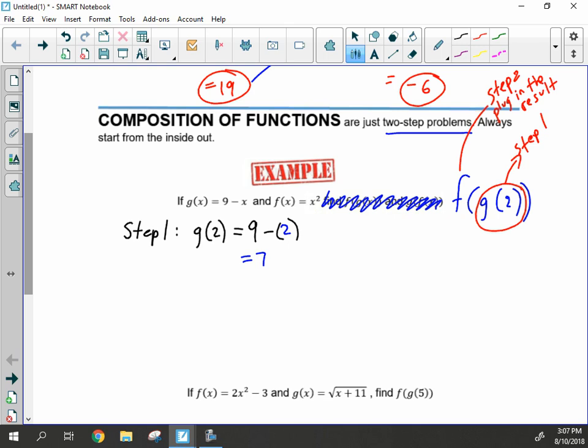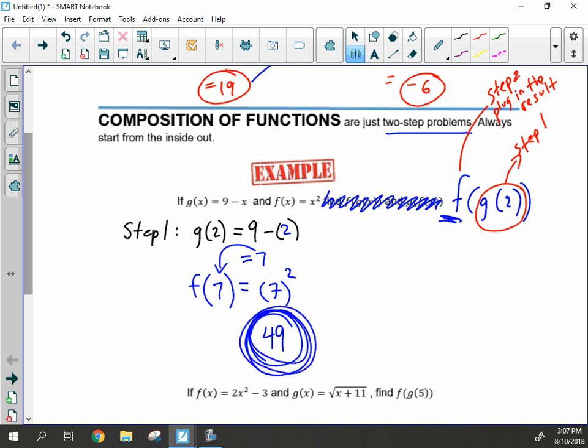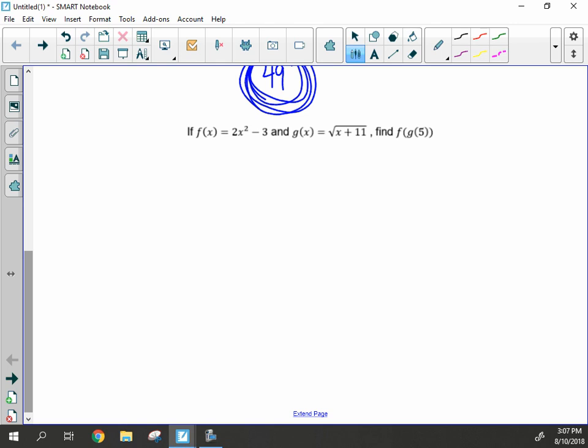So step 2 is to take that result and now put it into the F function, because that's what our direction said way over here. So now we're going to go into F, and we are going to take that answer and put it in. So F of 7 is parentheses squared, put in the 7, work it out, and our final answer is 49. So when we write our final answer, this has 2 parts to it, but we only care about this final answer.